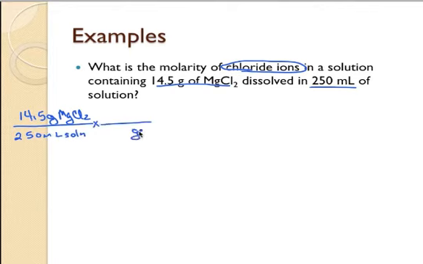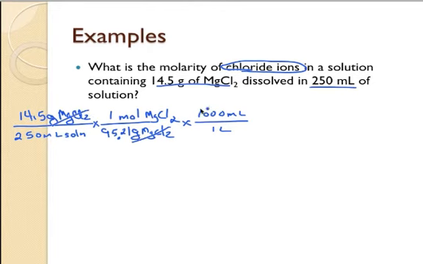All right, I want to get from grams magnesium chloride to 1 mole magnesium chloride. If I find the molar mass of magnesium chloride, 95.21. And then I have to get from 250 milliliters of solution, milliliters to liters. In 1,000 milliliters, I have 1 liter. So then I have moles of magnesium chloride per liter. That doesn't give me chloride ions.